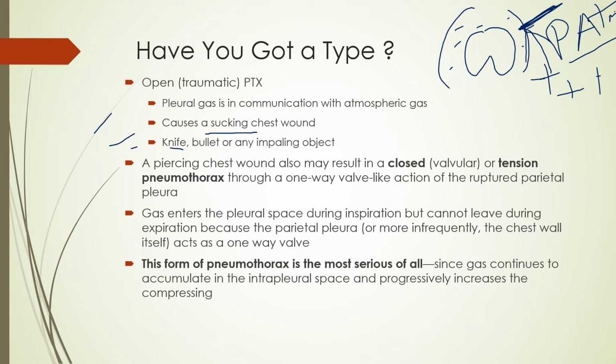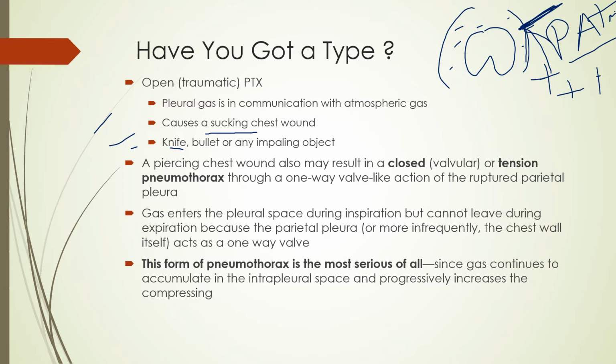Knife, bullet, any impaling object can be the cause. I've seen rebar from construction accidents. You'll see a whole bunch of different things, especially if you choose to work trauma, especially at a level 1 trauma center. So you'll see different types of things out there. Sucking chest wound, open pneumothorax, it could be a number of different things. It's usually a result of trauma.